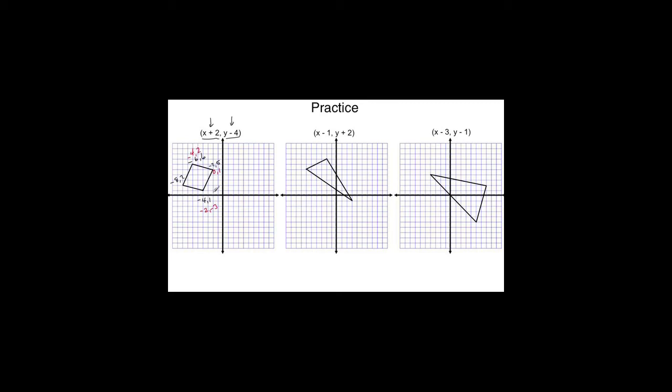And finally, the last point, negative 8, 2. I'm going to add 2 to the negative 8, so it's negative 6. And I'm going to subtract 4 from 2 to make it negative 2. So there's my new points. So let's go ahead and plot them.